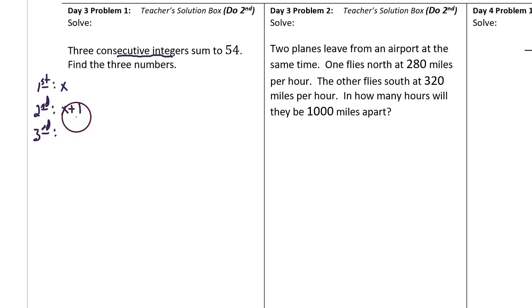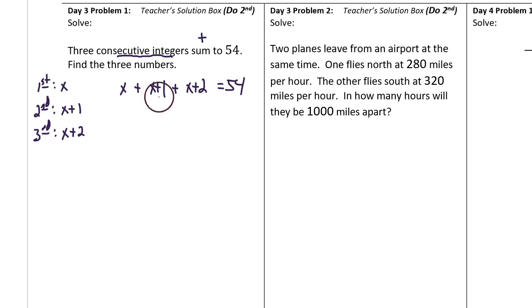The next consecutive integer after that one is 1 more than whatever this number was. So that is x plus 2. These 3 expressions model 3 consecutive integers. We're told that they sum to 54. So as soon as we see the word sum, we know to add some things together. X plus x plus 1 plus x plus 2 is equal to 54.